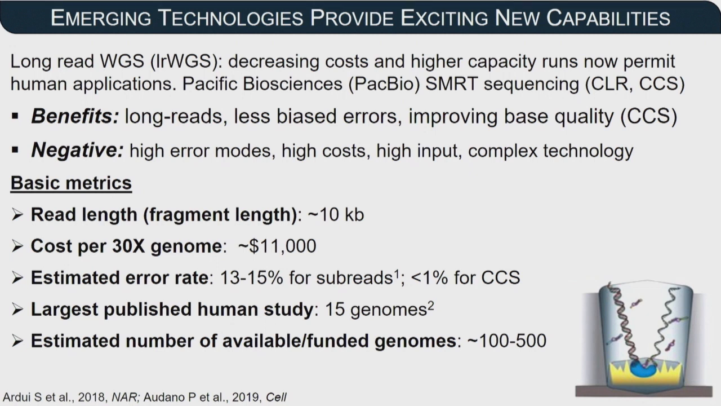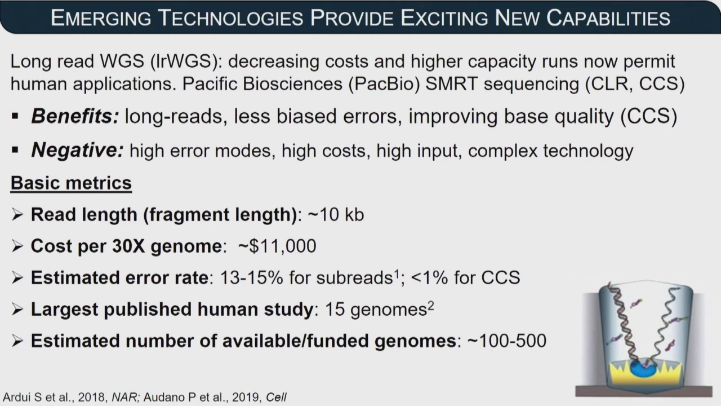The CCS sequencing now is actually really improving the base quality. So the concept there is to sequence around a fragment multiple times so that you get every nucleotide a number of different times, and then you can do some error correction. They're starting to look close to Illumina reads in terms of base quality. So that's actually really exciting.